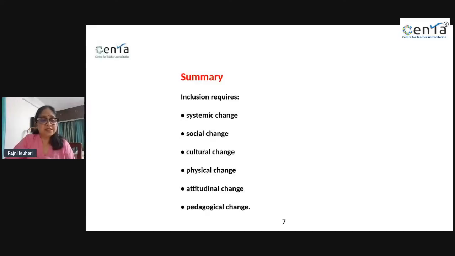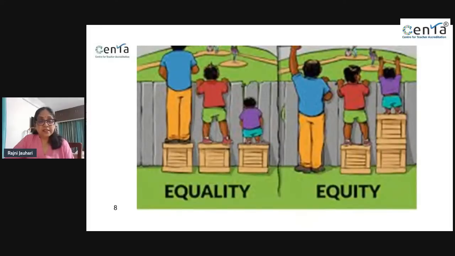That takes me to the next slide, which is a very interesting slide. Look at it. It's going to pose a few questions in your mind. So we spoke about equality. Now there's a new term that has walked in, and that is equity. Look at this picture carefully and tell me what you understand by equity and how is it different from equality. You can take a minute to respond in the chat box.